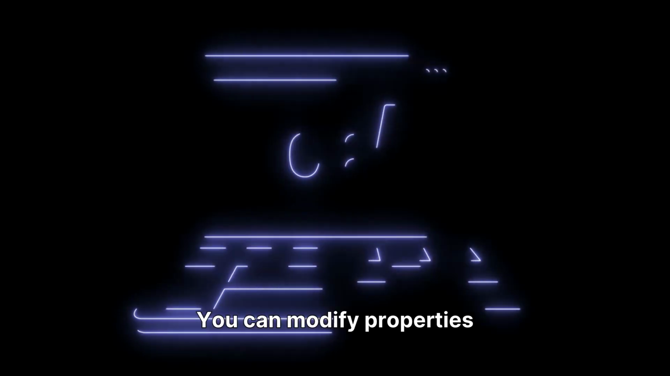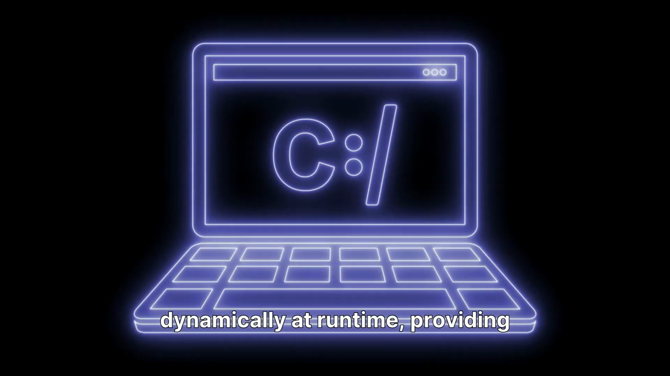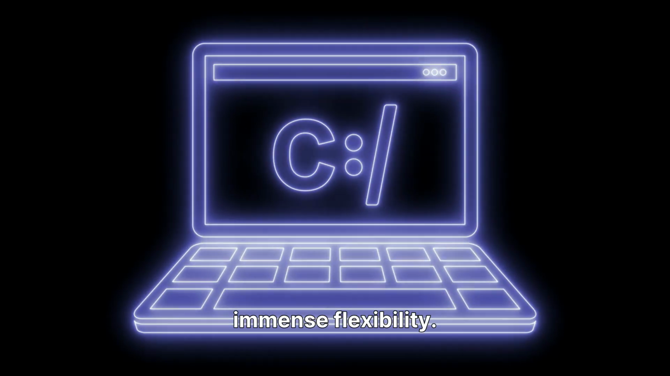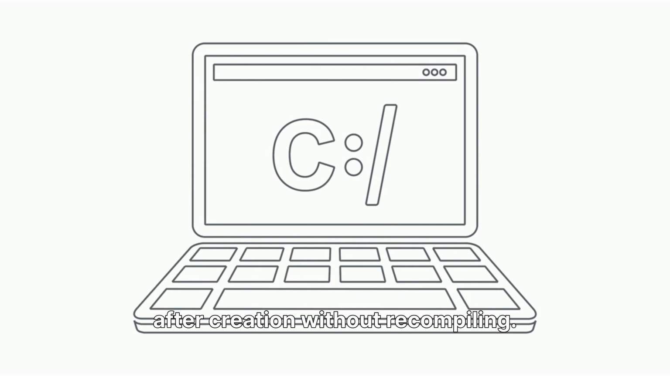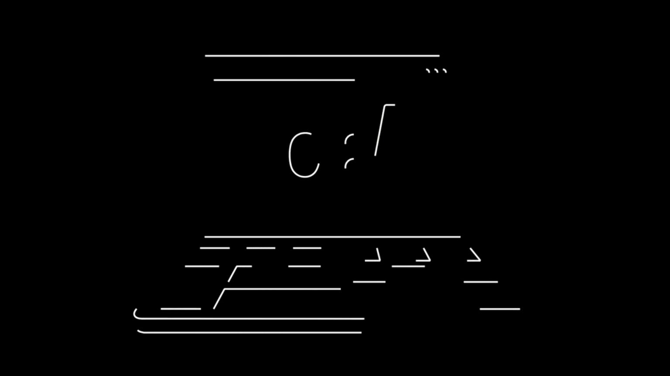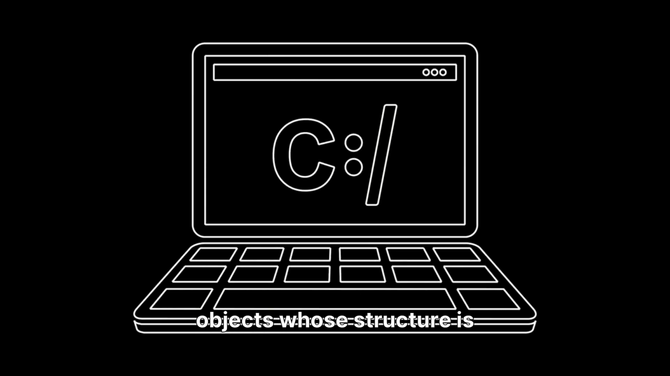You can modify properties and fields of objects dynamically at runtime, providing immense flexibility. This means changing an object's state or behavior after creation without recompiling. This is useful for configuration systems, data binding, or tools interacting with objects whose structure is unknown until execution.